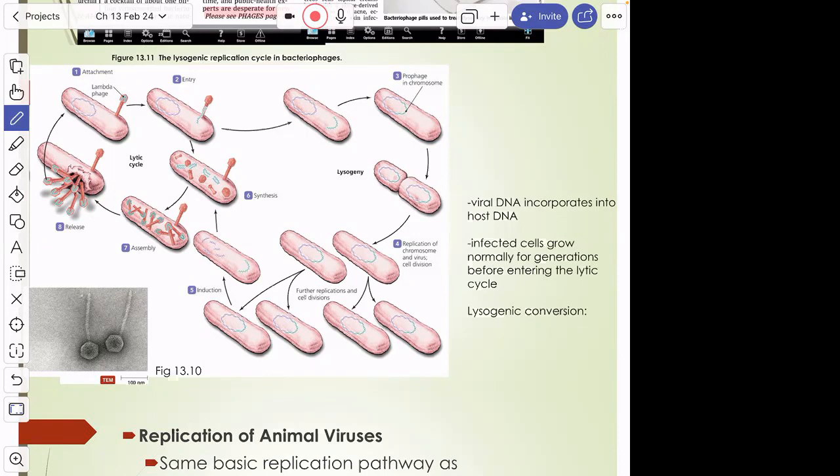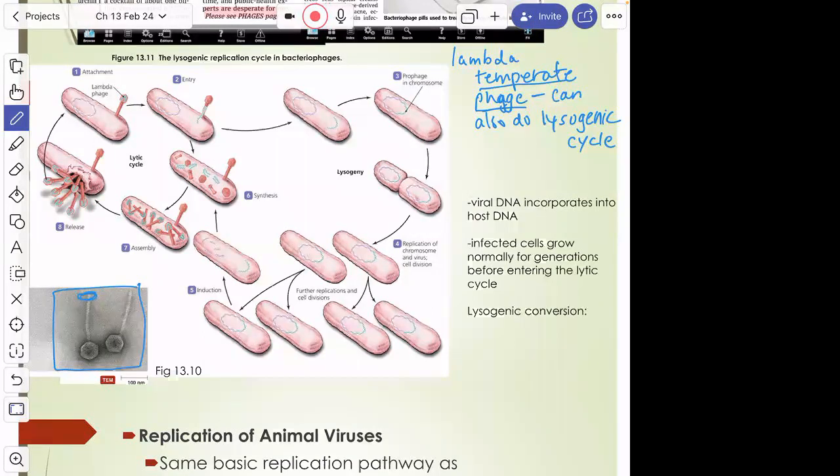Okay, so here we're using as an example lambda bacteriophage. You can see it looks very similar to that T4. There's no spindles there. The receptor proteins are just at the end of that stalk there. Lambda is considered a temperate phage. And that just means it can also do the lysogenic cycle. Sorry if that's kind of hard to read. So virulent phage do only the lytic cycle. A temperate phage can actually do both lysogeny and the lytic replication.